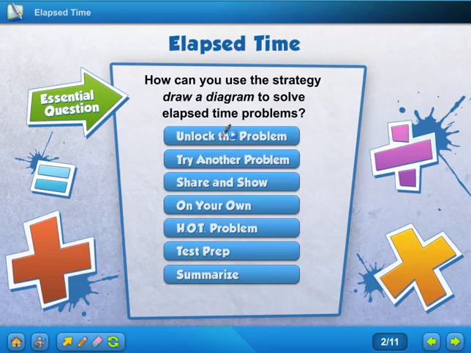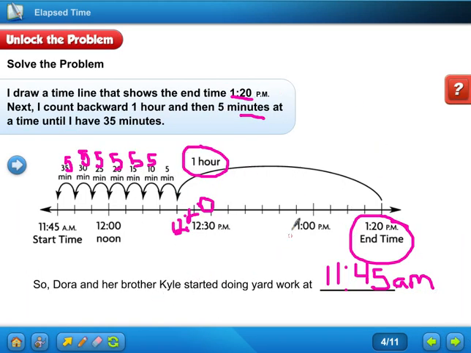All right. So today you learned about elapsed time and you learned how you can use strategies. The strategy, draw a diagram to solve elapsed time problems. And we just drew a diagram right here. All right. Remember, it's not exact. There's no right way or wrong way to draw the number line as long as you use all the correct information. I might do it in an hour and then 5 minutes. That's what they did. Or I might do it in an hour, 30 minutes, whatever works for you.